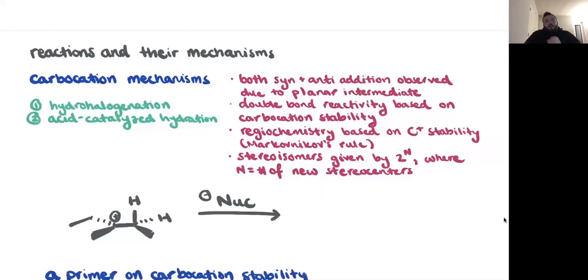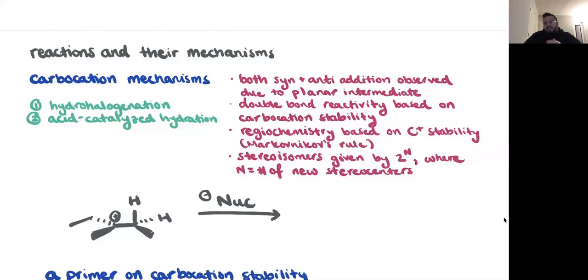All right, so we're just going to basically start by looking at reactions and their mechanisms. I'm going to be dividing them based off of the type of additions that you guys will be seeing, so whether they're syn and anti-addition, just anti-addition, or just syn addition. The first type of mechanism that we'll be looking at will be our carbocation mechanisms, which you guys all should know by now undergo both syn and anti-addition.